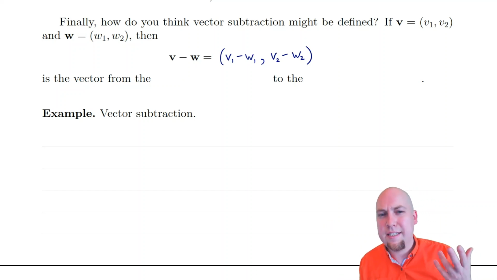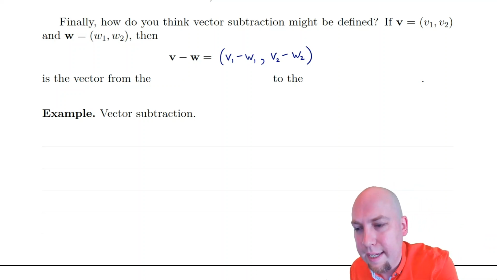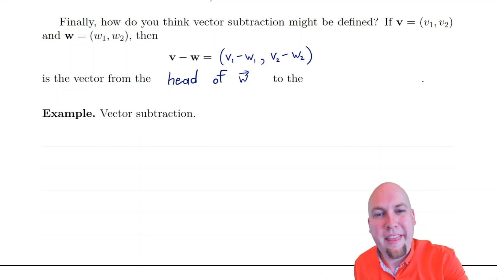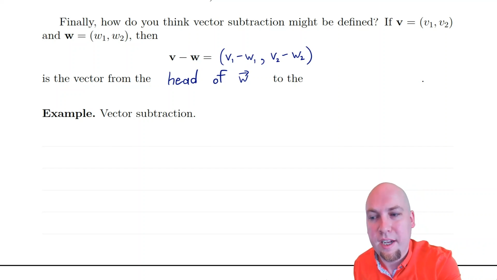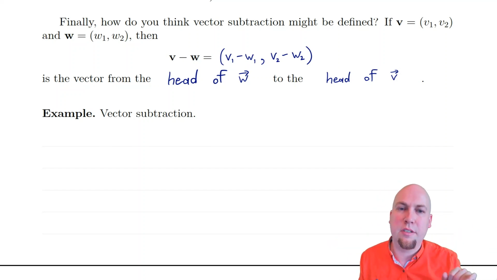This time, though, the geometric interpretation is a little bit weirder. It turns out that if you're doing vector subtraction, what you get is the vector from the head of the second vector to the head of the first vector, if you drew both of those vectors in standard position.